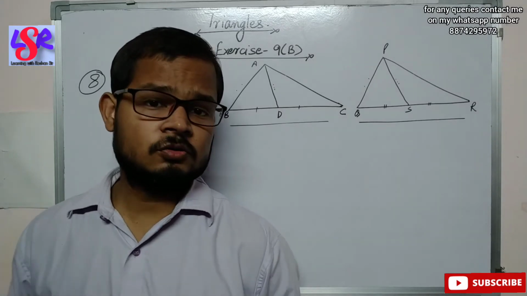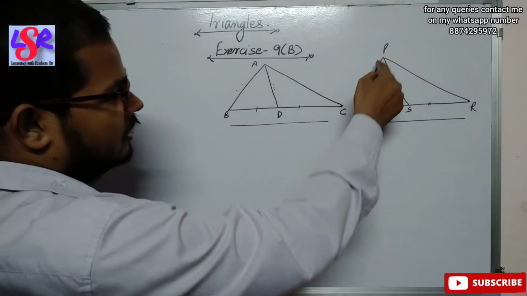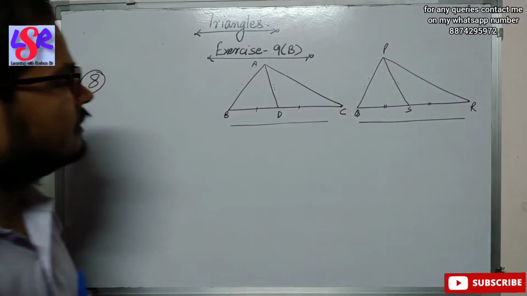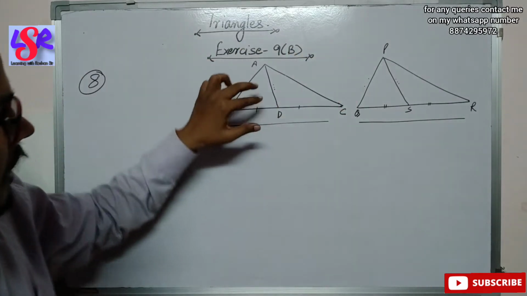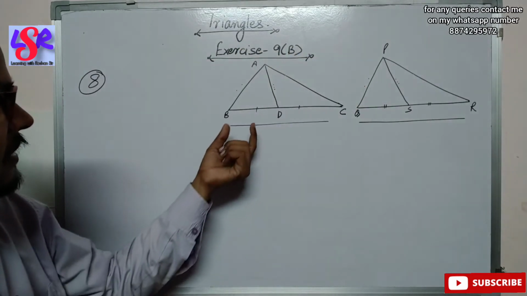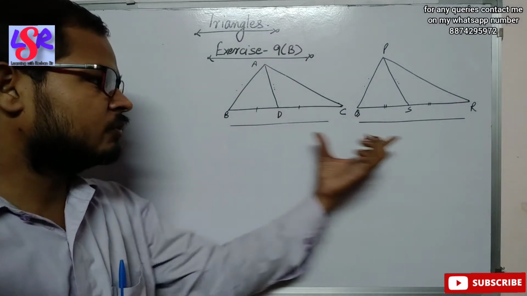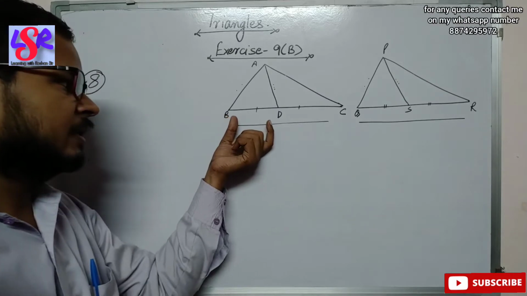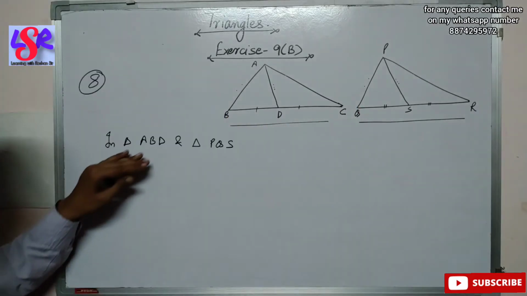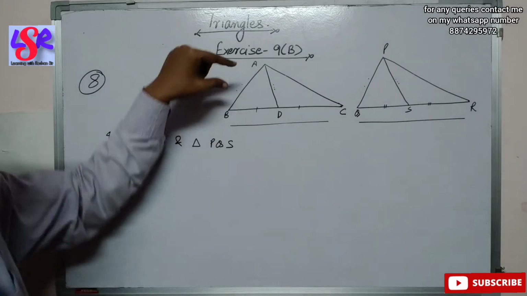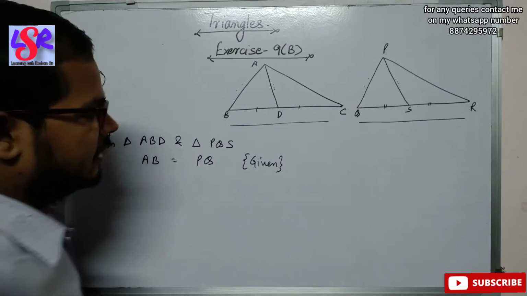And that we are going to do by proving triangle ABD congruent to triangle PQS. This can be done by using AB equals to PQ, AD equals to PS, and BD will become equal to QS, because BC equals to QR and BD and QS both are half of the whole. So here in triangles ABD and PQS, AB equals to PQ given, AD equals to PS again given.